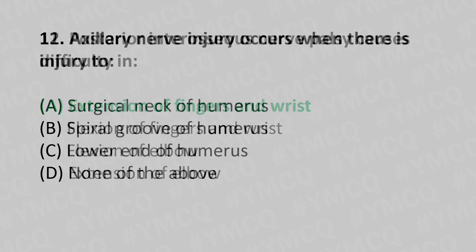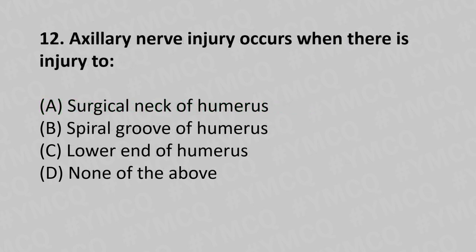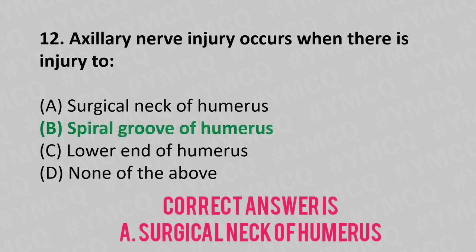Moving to our 12th question. Axillary nerve injury occurs when there is an injury to option A, surgical neck of the humerus. Option B, spiral groove of the humerus. Option C, lower end of the humerus. Option D, none of the above. And the answer is option B, spiral groove of the humerus.